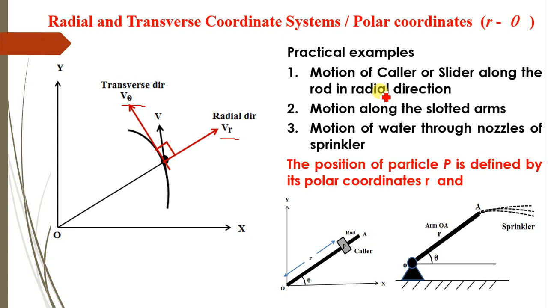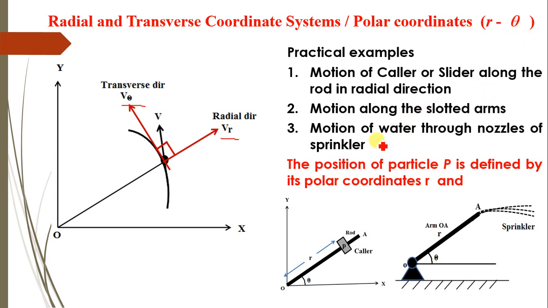The practical examples of this type of coordinate system we can see in the motion of a collar or slider along a rod in a radial direction. Like here, suppose this is a rod at an angle of inclination theta, and the collar moves up and down along this rod. This type of motion is called radial motion in the polar coordinate system. Then motion along slotted arms, or the motion of arms, is also a kind of curvilinear motion and is analyzed in a polar coordinate system.